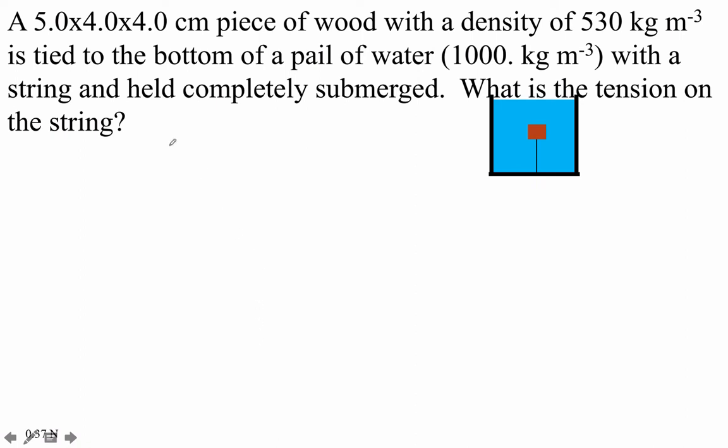All right, a piece of wood with a density of 530 kilograms per cubic meter is tied to the bottom of the pail, because of course this would float, right? Well, the density of water is 1,000, and this is 530, right? And so we want to know what's the tension in the string. So what I'm going to do is the tension in the string will be the difference between the buoyant force and the weight, right?